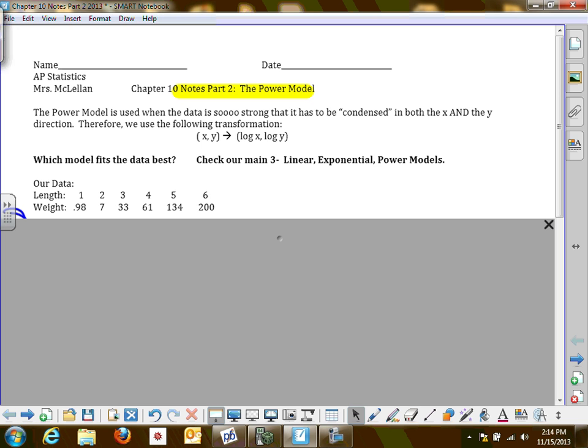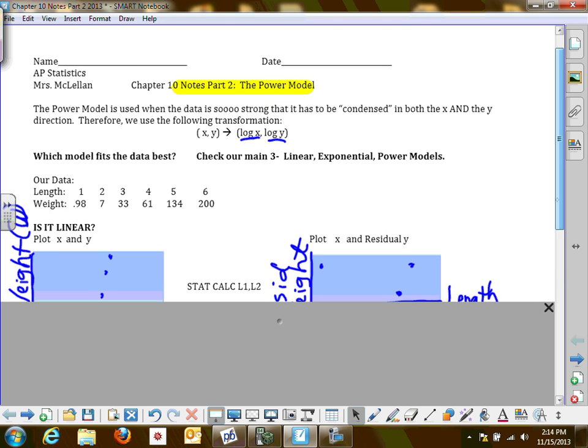Data today, everybody, is... we're going to see that our data is so powerful and grows so quickly that we're going to have to condense it in both the x direction and the y direction. So both the x's and the y's will have to be logged. But when you go into a problem, you don't know that until you have first checked your linear.